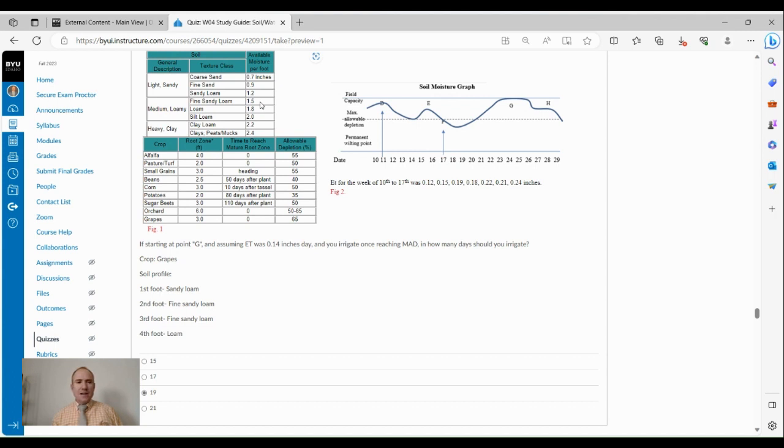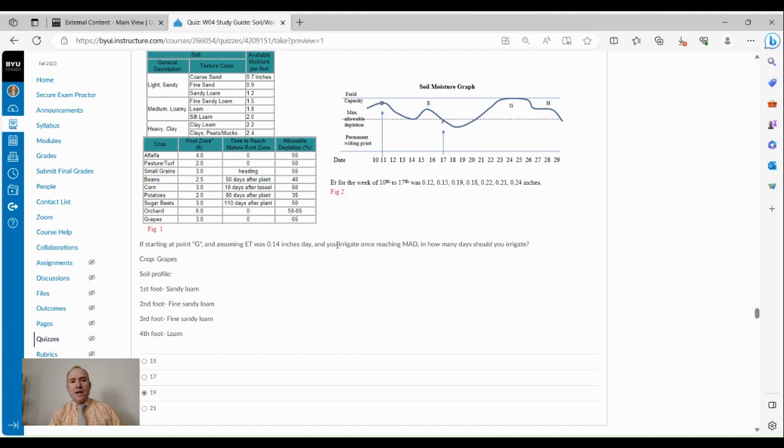If you add those 3 feet together, in those 3 feet we can hold 4.2 inches of water. That's our field capacity, 4.2 inches. If we go back to our bucket, that's from our field capacity down to our permanent wilting point, and that's everything that's available to be used by the plant. Perfect, so that's important to know: 4.2.